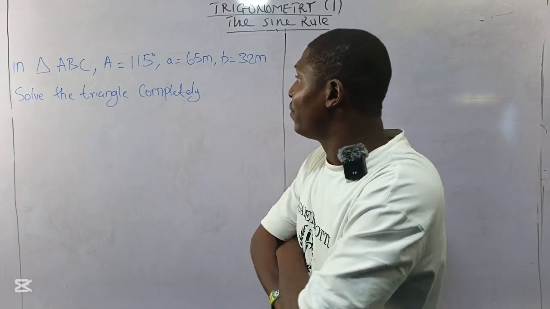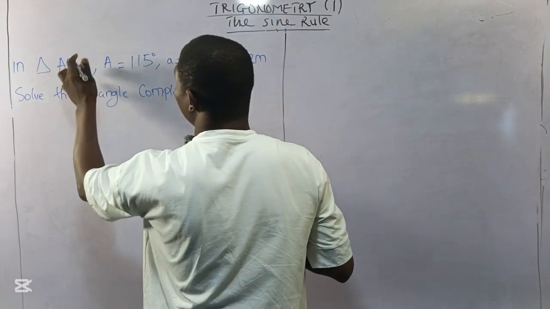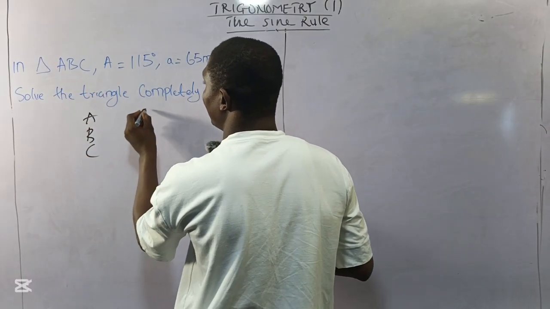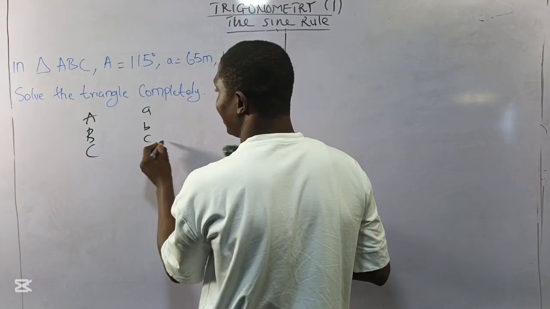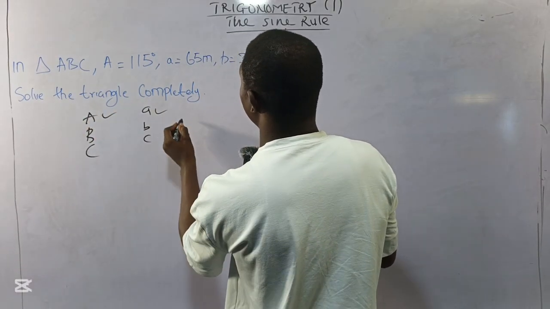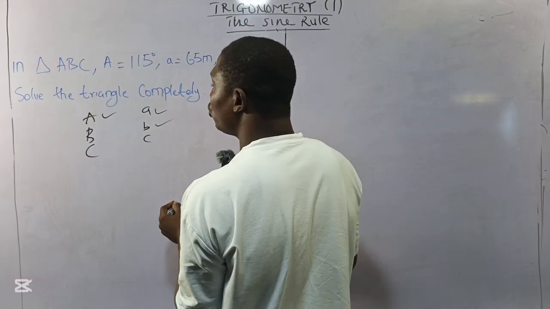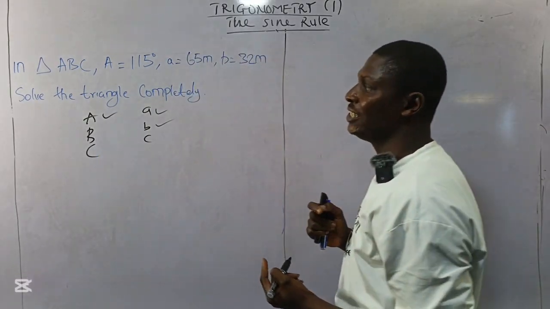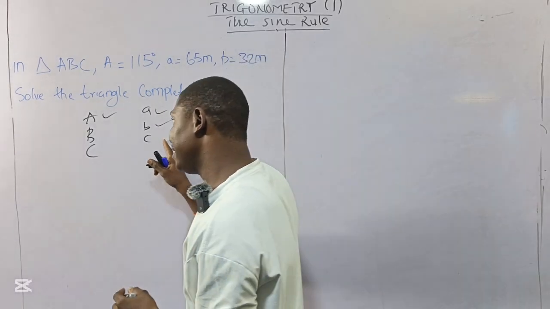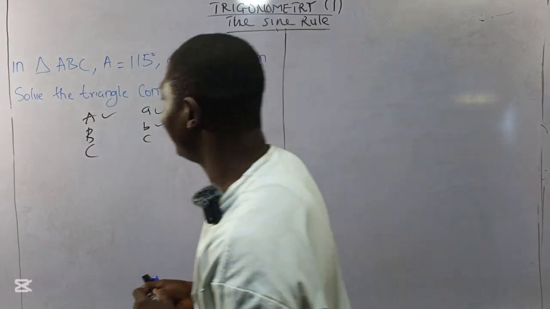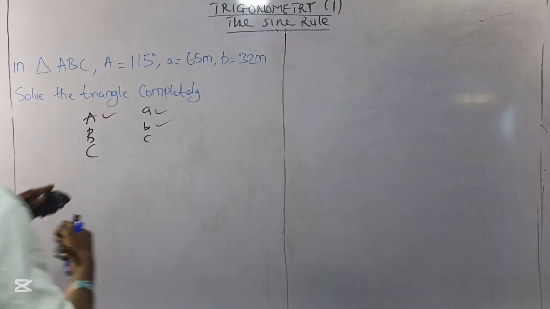Like you can see here, since we have triangle ABC, we have angle A, angle B, angle C, and small side a, side b, and side c. Now we are given angle A, side a, and side b. So we need to know side c, angle B, and angle C. If we can get small letter c, angle B, and angle C, that simply means we'll solve this triangle completely. So let's start.